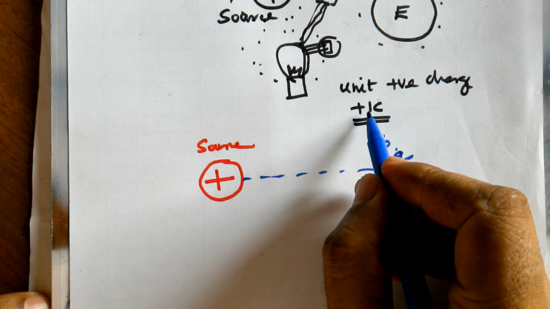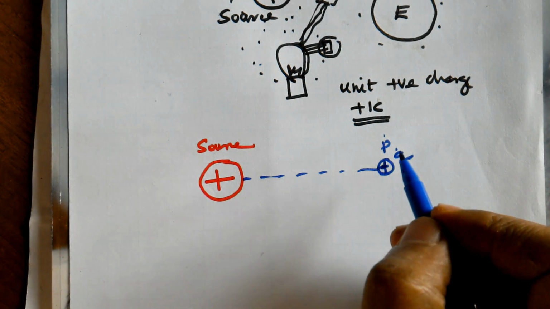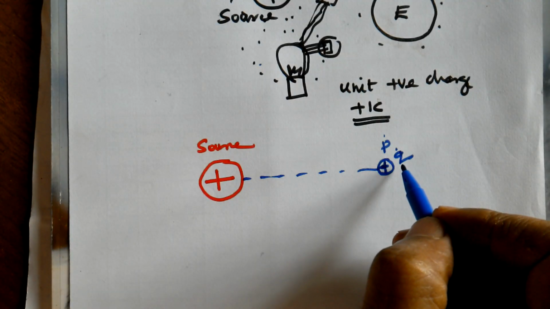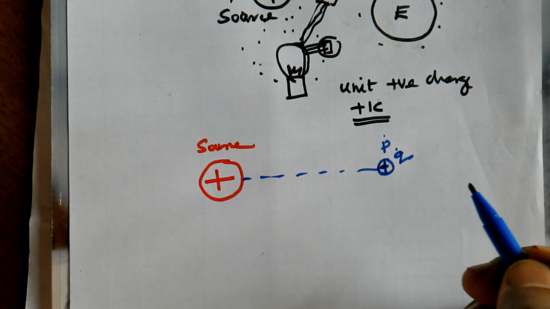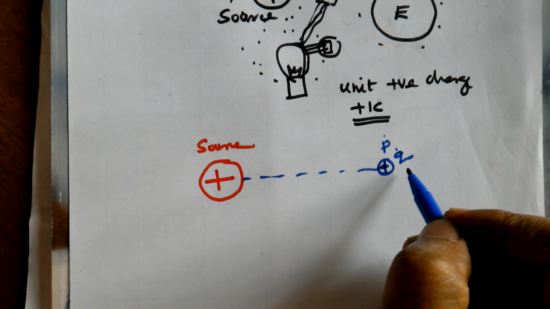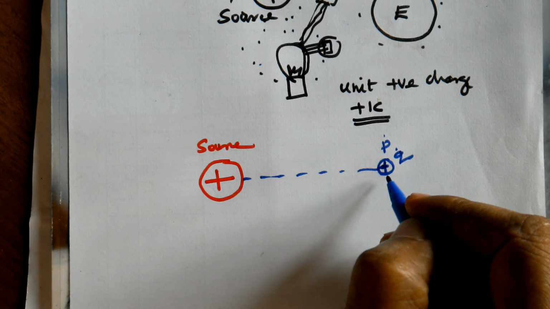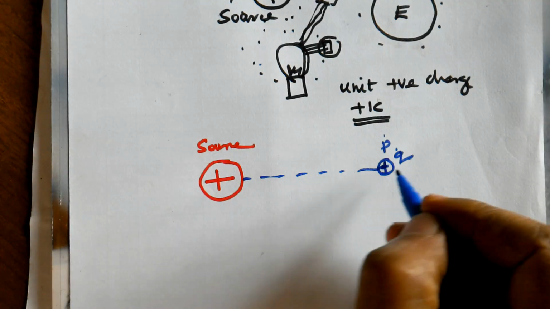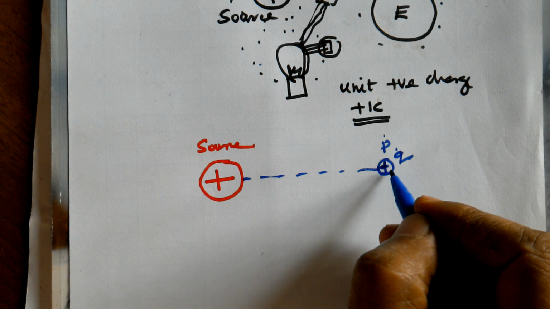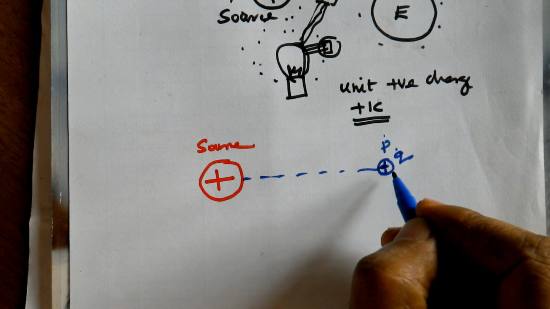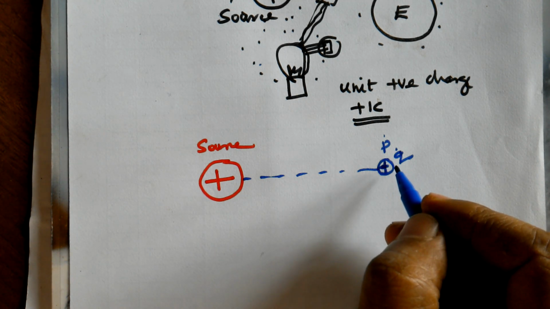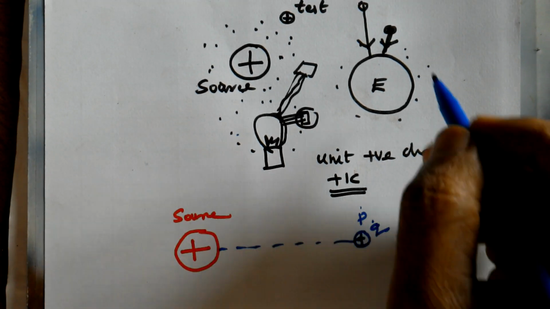Sir, won't you place unit positive charge? I will tell you why it is unit positive charge. And now I will place at the point P a small charge q. It is not unit positive charge. But the definition says like this. What do you mean by electric field at this point? Electric field at any point due to a source charge is the force that this test charge would experience when placed at that point.